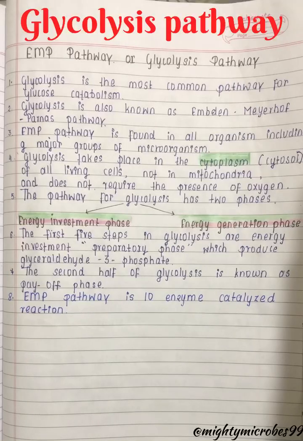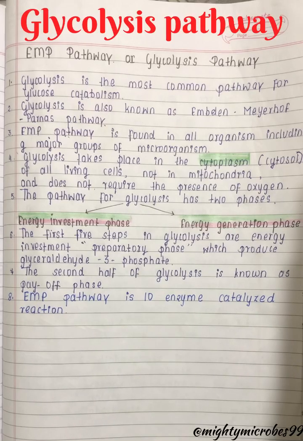This EMP pathway is a 10 enzyme-catalyzed reaction series. Glycolysis is followed by the Krebs cycle during aerobic respiration. In the absence of oxygen, cells make a small amount of ATP through glycolysis, and it is followed by fermentation. This was the basics about the glycolysis pathway.